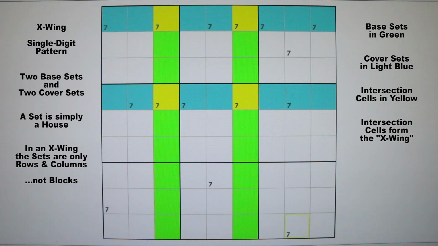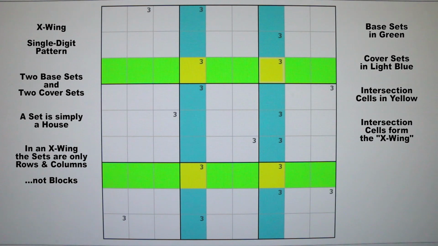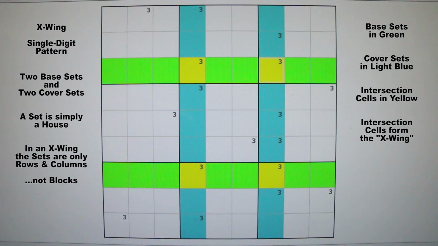Got it? So in each base set, one of the base candidates must be true. But each base candidate also lies in a cover set. This means that one of the base candidates in the 2 intersection cells in each cover set must be true. Therefore, you can eliminate all the same digit candidates from the cover sets that are not in the intersection cells, i.e. that are not base candidates. See what I mean? Sounds confusing, huh?